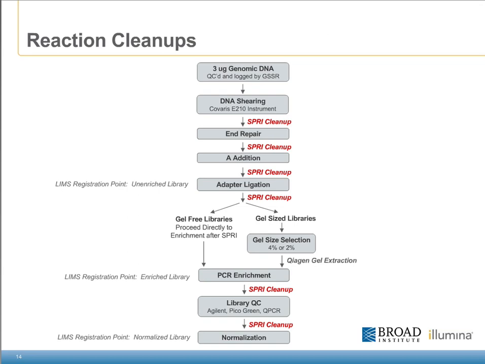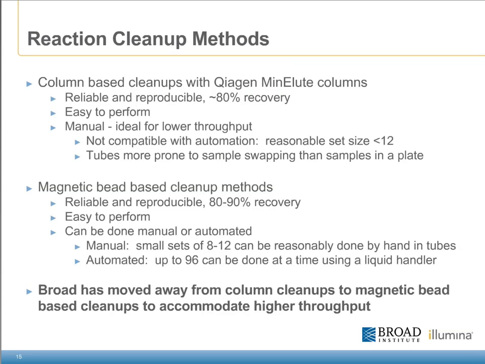Next, we're going to move on to reaction cleanup between all the enzymatic steps. So the reaction cleanups, there's basically 2 main types of sample cleanups. There's either the column-based, such as the QIAGEN MinElute columns, or a magnetic bead-based cleanup method. The column-based are reliable and reproducible. They give you about 80% recovery. They're very easy to perform. But one of the drawbacks is that they're really only ideal for lower throughputs.